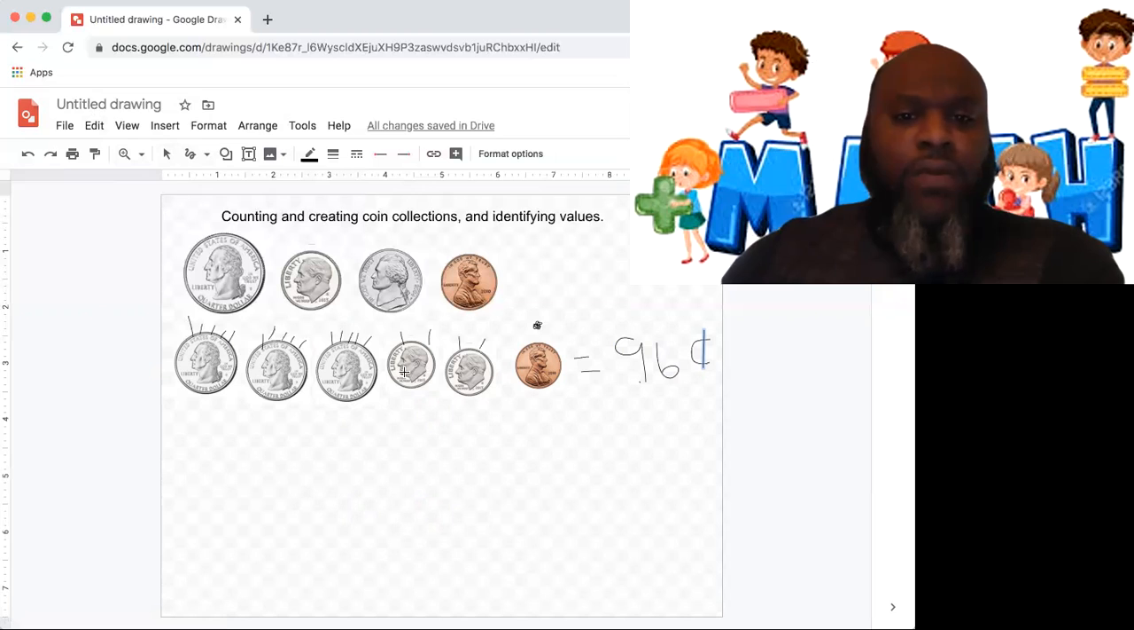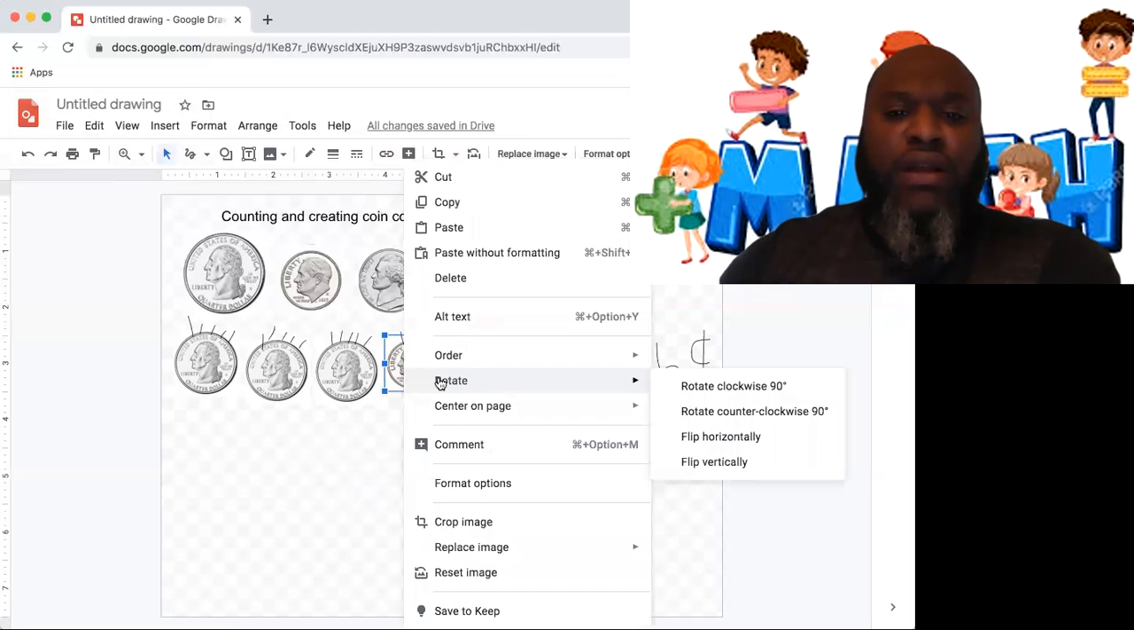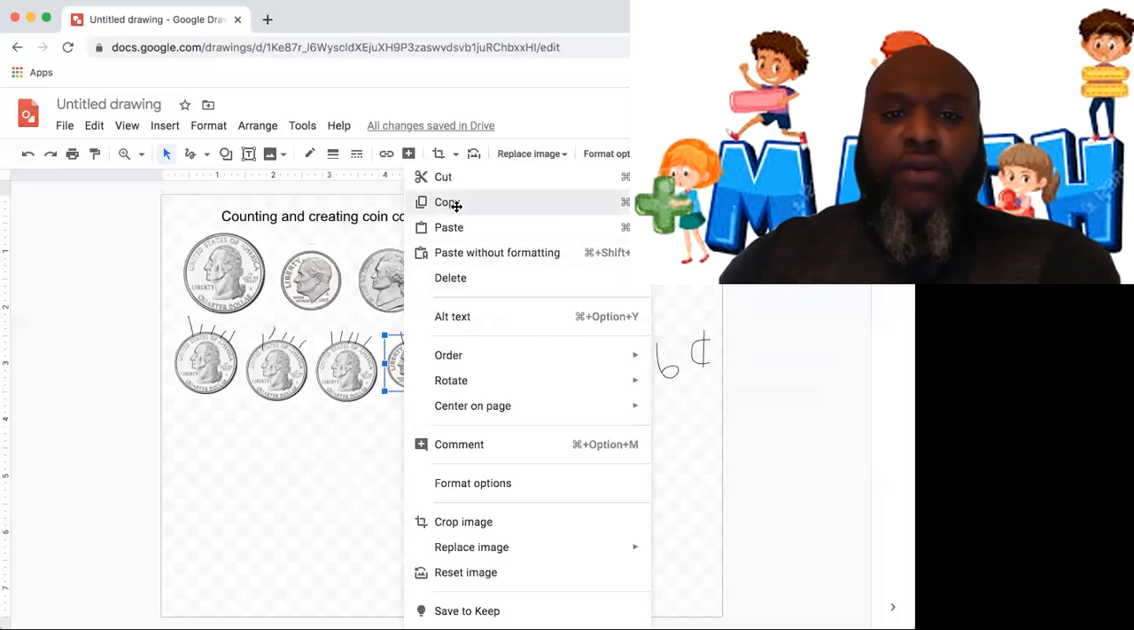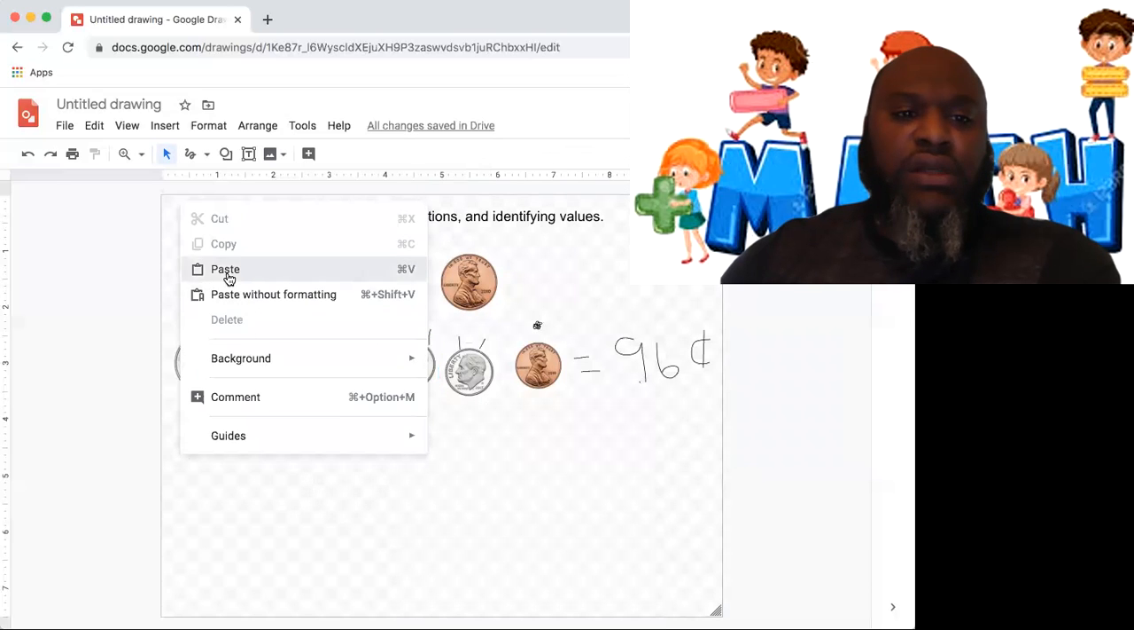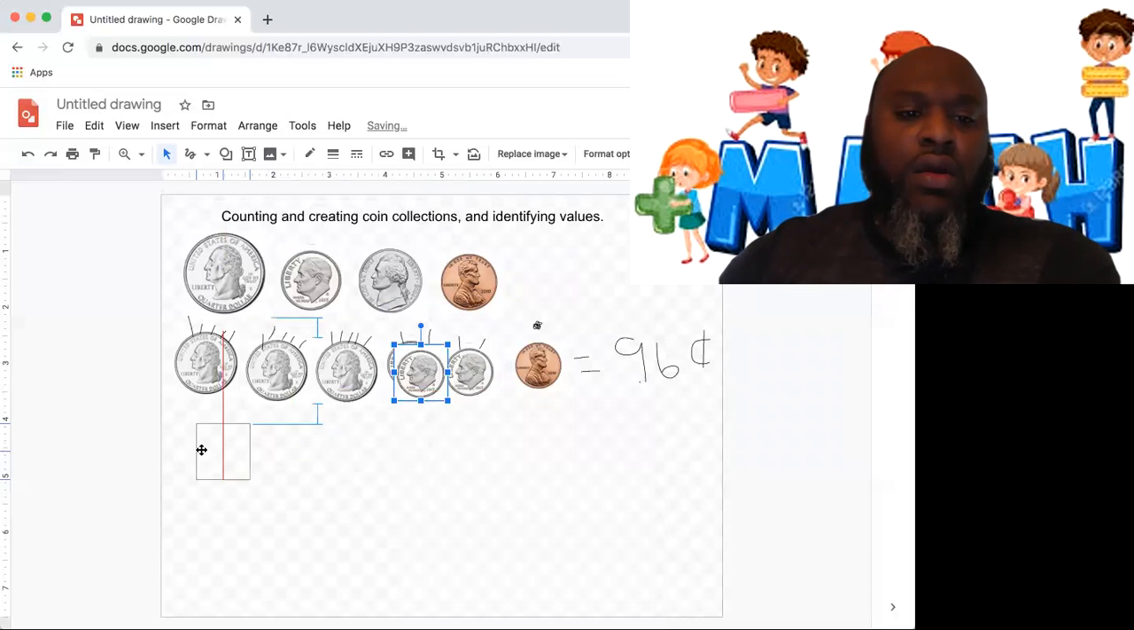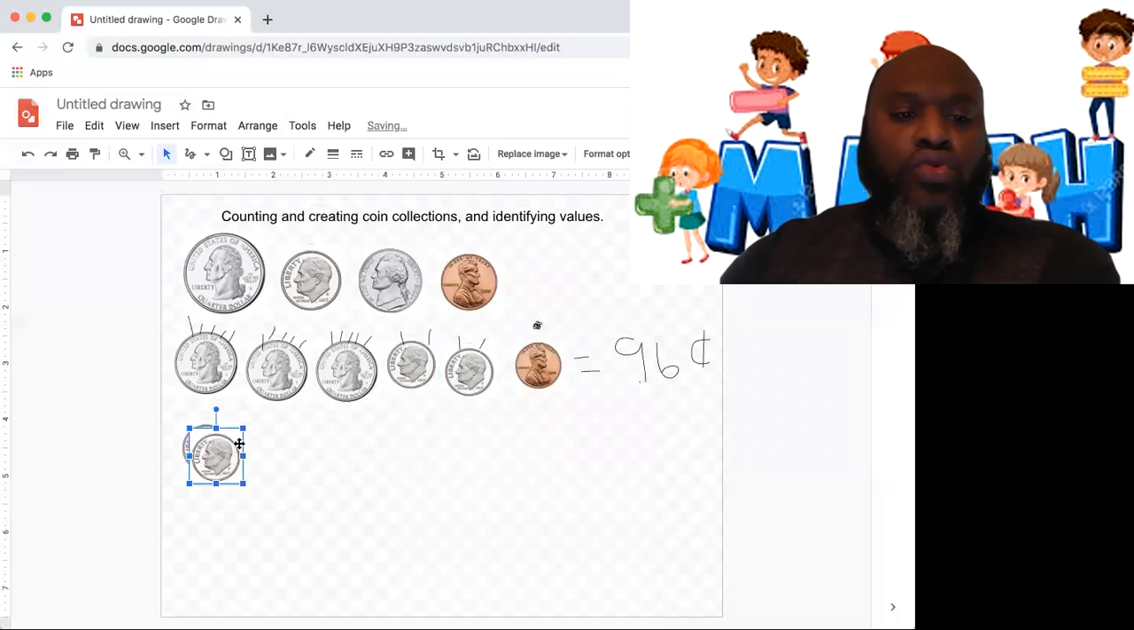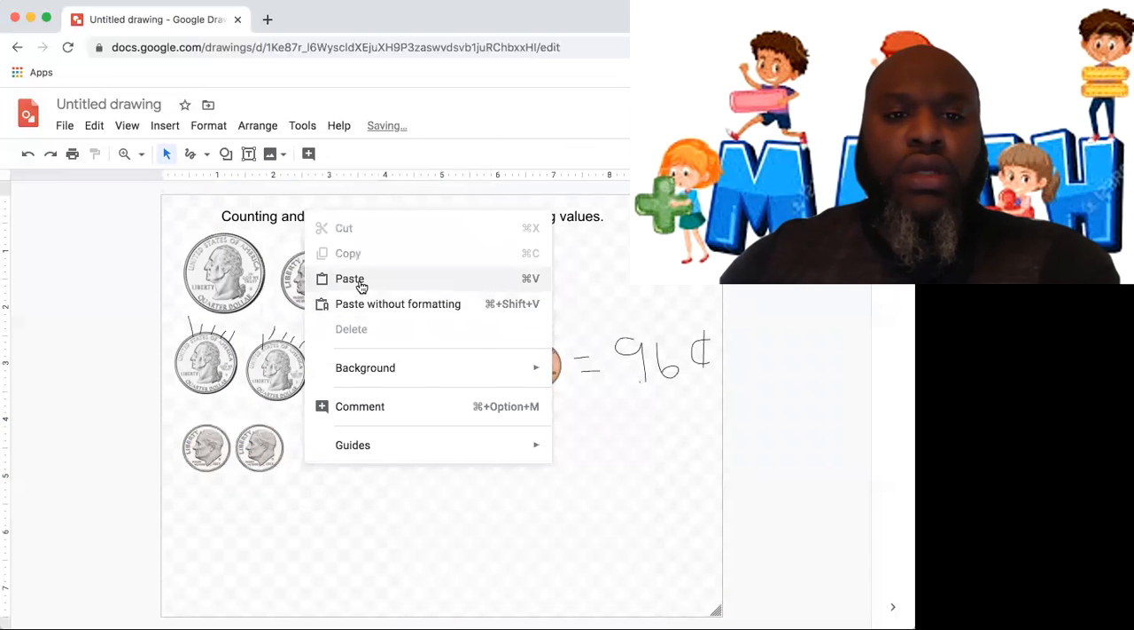All right, I'm going to take some of these dimes and I'm going to try to make 96 cents a different way. I'm going to copy some of these dimes. Let's see. I'm going to copy 1, 2, 3.